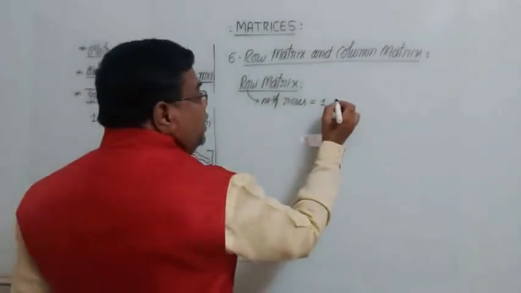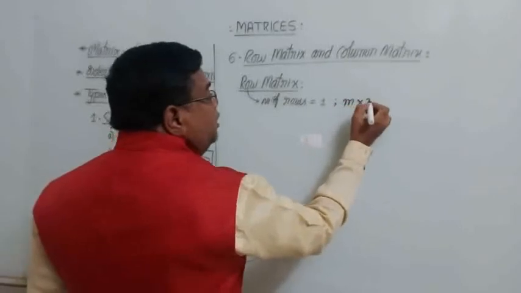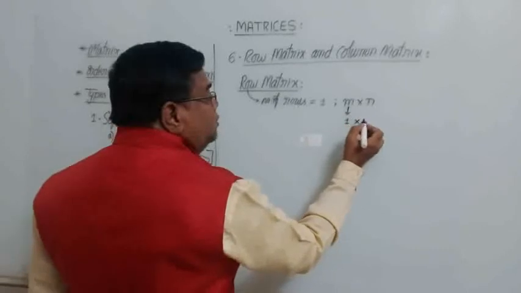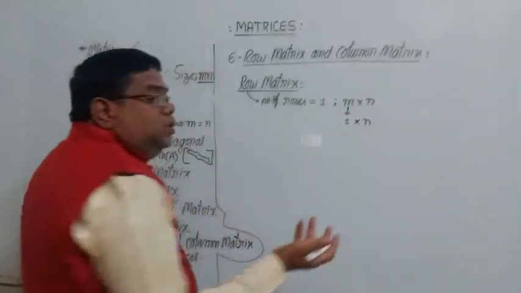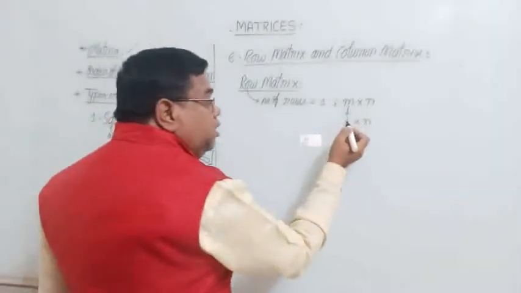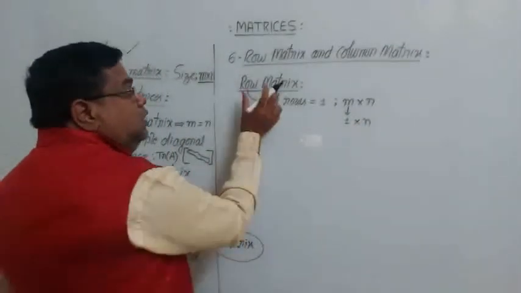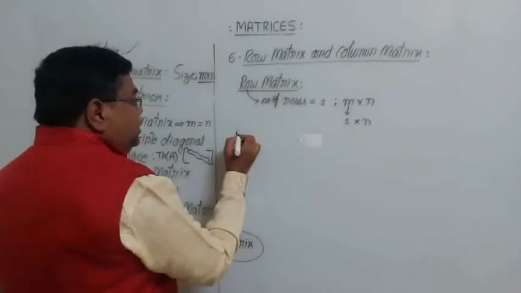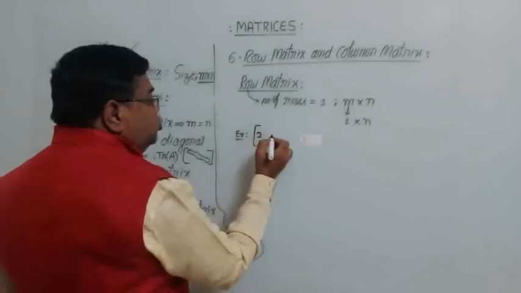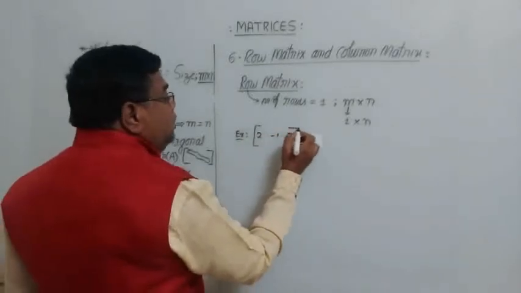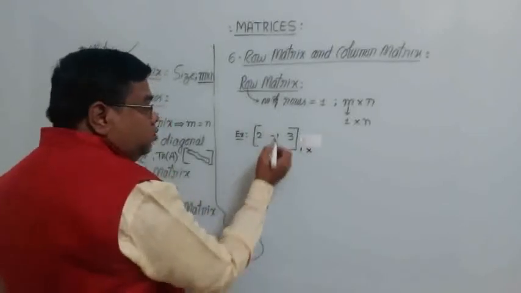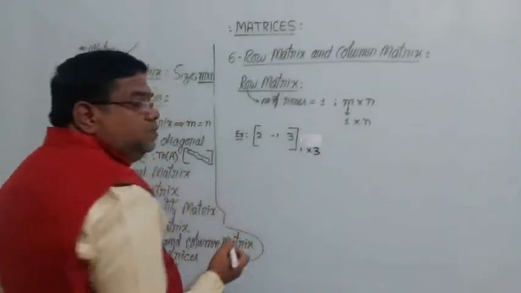So in the order m cross n, if m equal to 1, it is 1 cross n, and n may be either 2 or 3 or 4. But m equal to 1, number of rows equal to 1, so it is called a row matrix. Suppose, what is an example of a row matrix having only one row? Suppose 2, minus 1, 3. How many rows? Only 1. How many columns? 1, 2, 3. 3 columns.